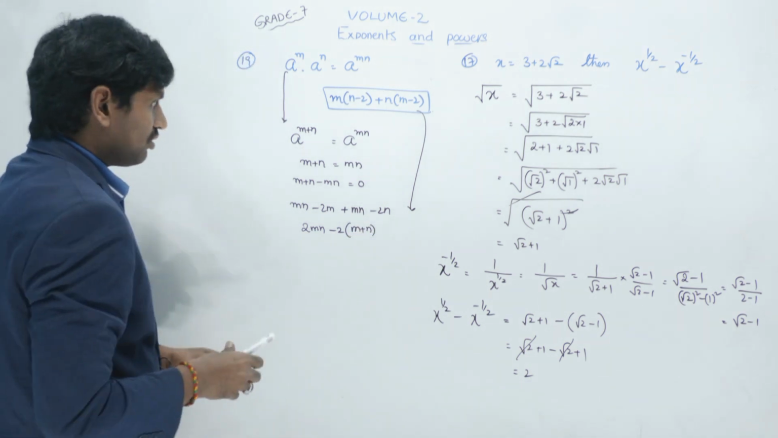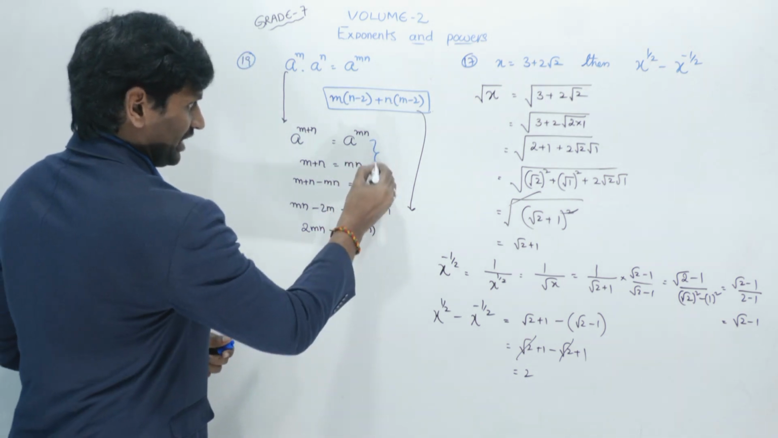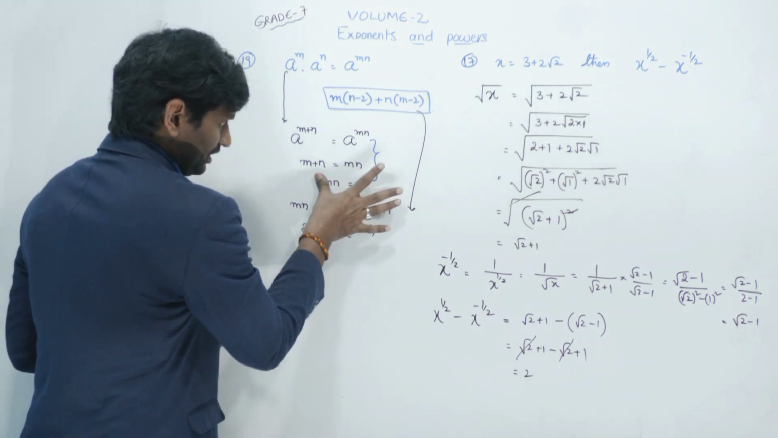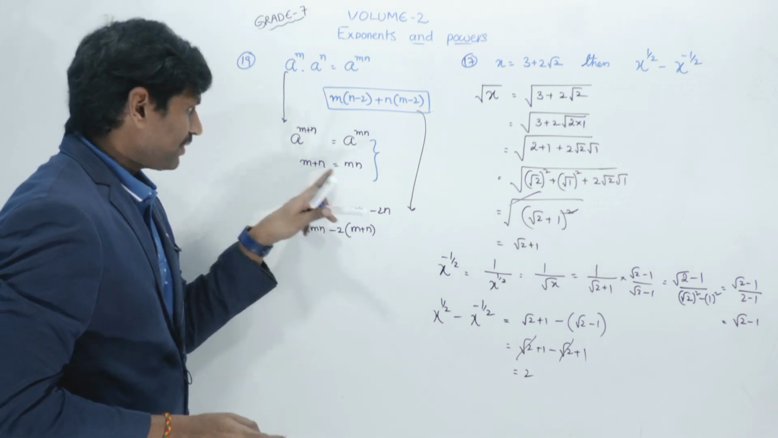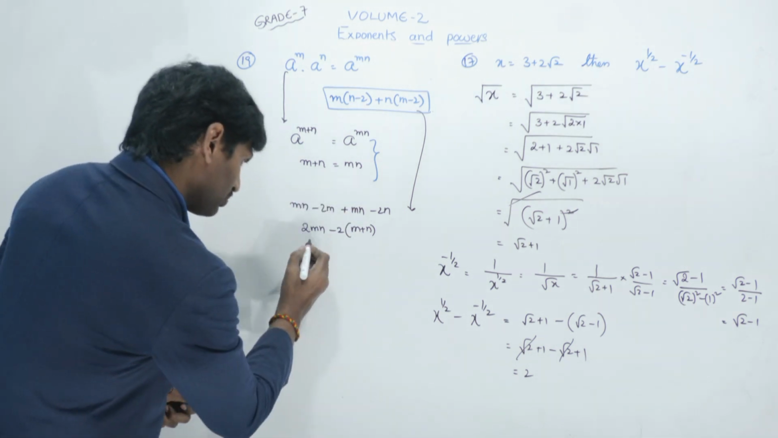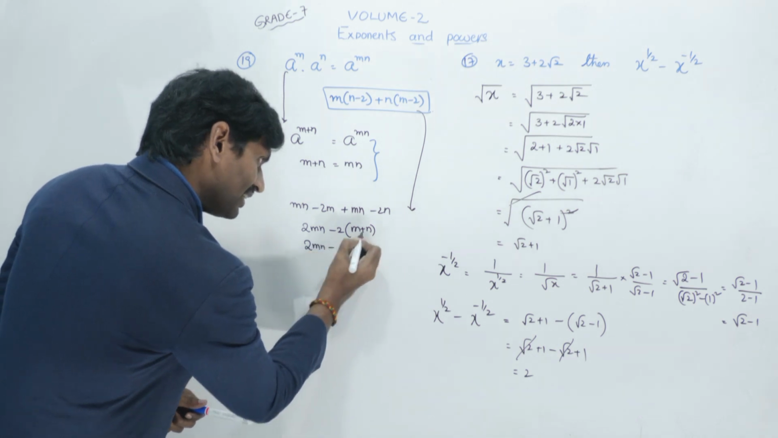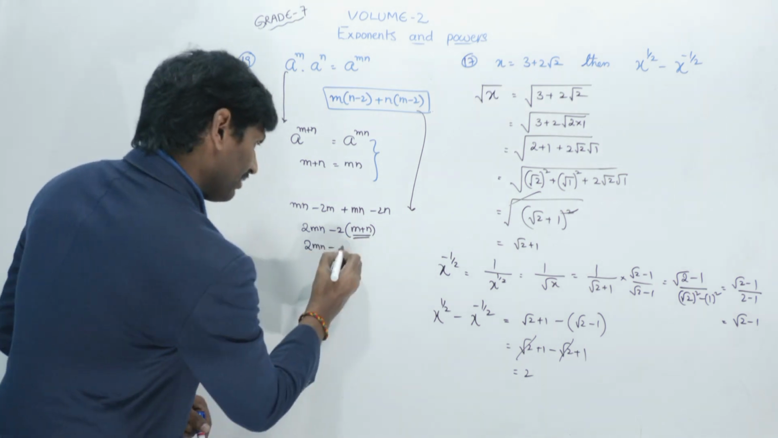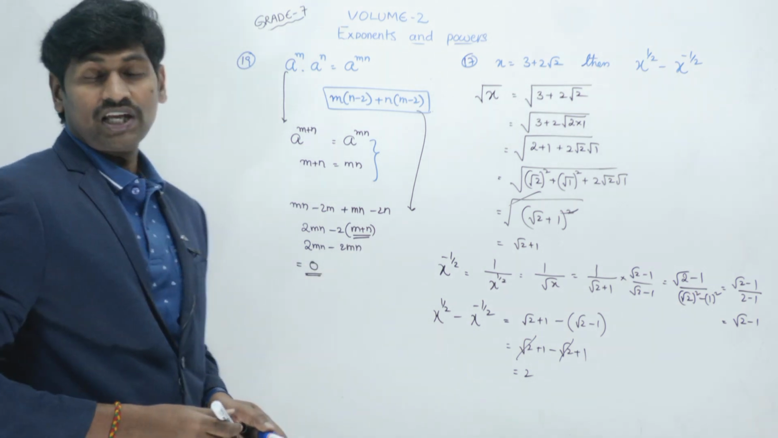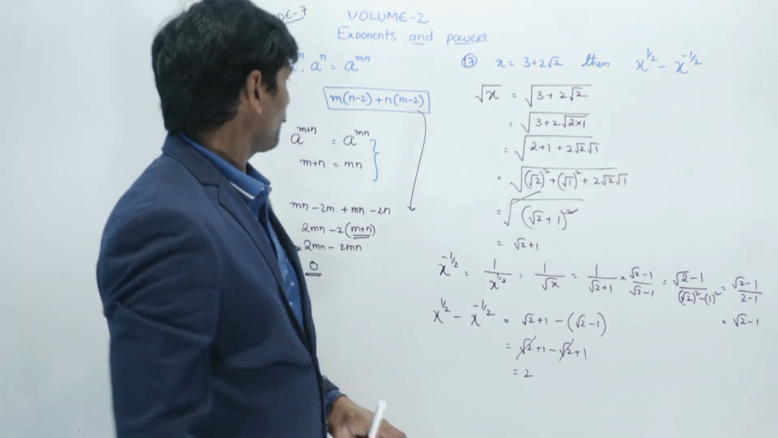Now observing this, in the place of m plus n we can write mn. So this is 2mn minus 2 into mn. So 2mn minus 2mn becomes 0. Therefore the entire value becomes 0.